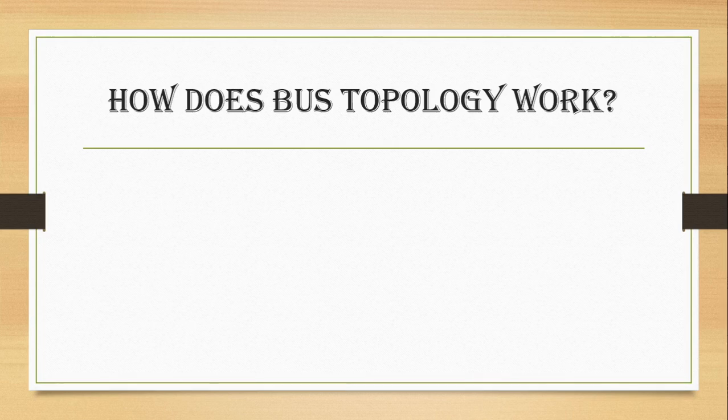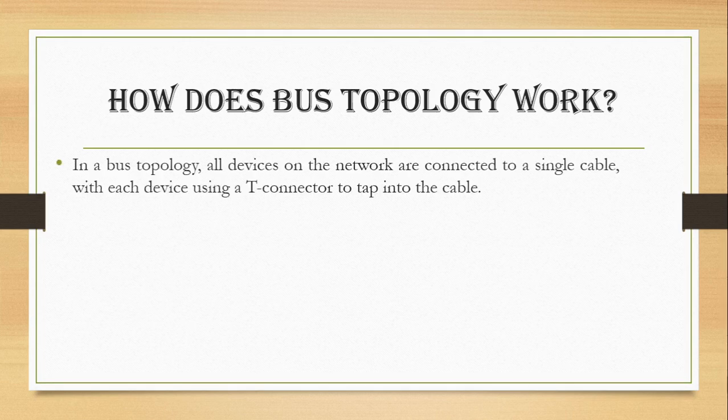So let's discuss how the bus topology works. In bus topology, all devices on the network are connected to a single cable, that is the bus, with each device using a T connector to tap into the cable. So we need a T connector for attaching a device or a node onto the bus, that is the single central cable. This central cable acts as the backbone. That means all the nodes depend on that central cable, and this central cable is very important in a bus topology. That is why it serves as a backbone.